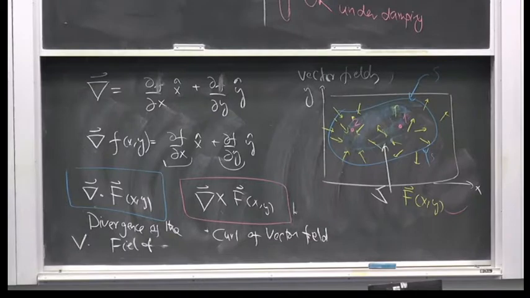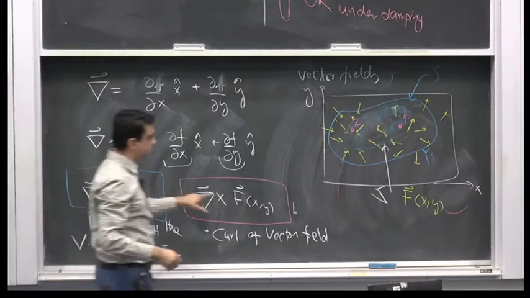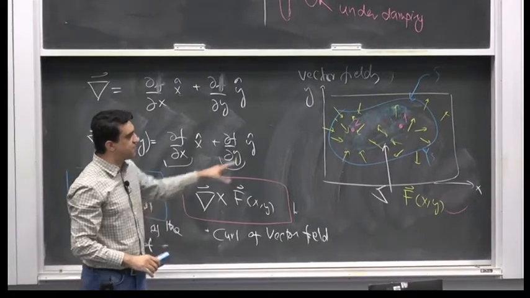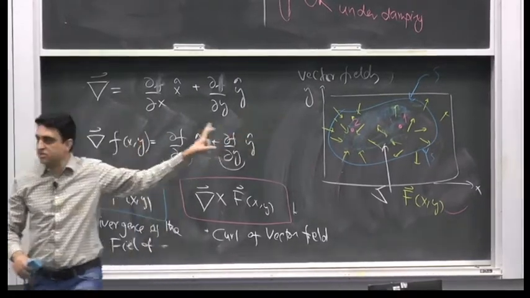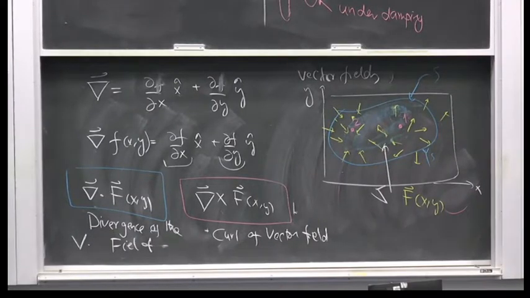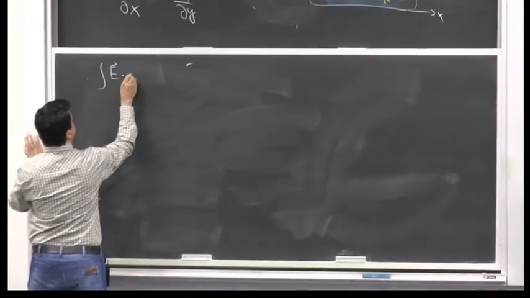So let's come to our four Maxwell equations. The only three things I have shown you: how the del acts on the vector field, and those two theorems. That's the only thing you need to know. So let's write down all the four different Maxwell equations.